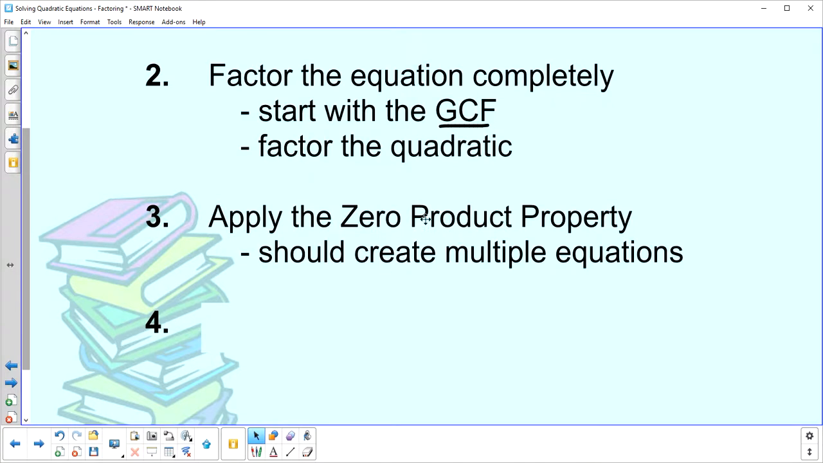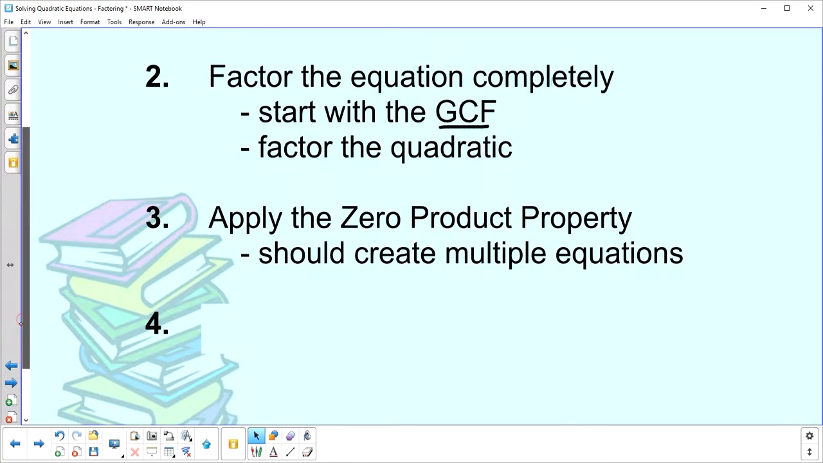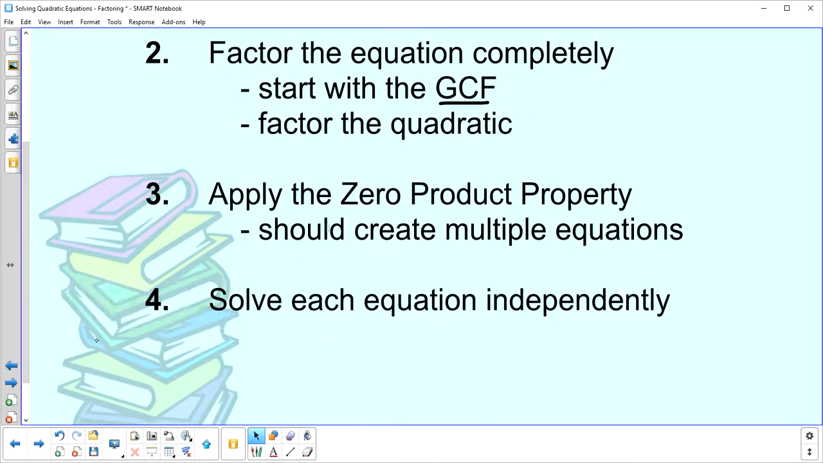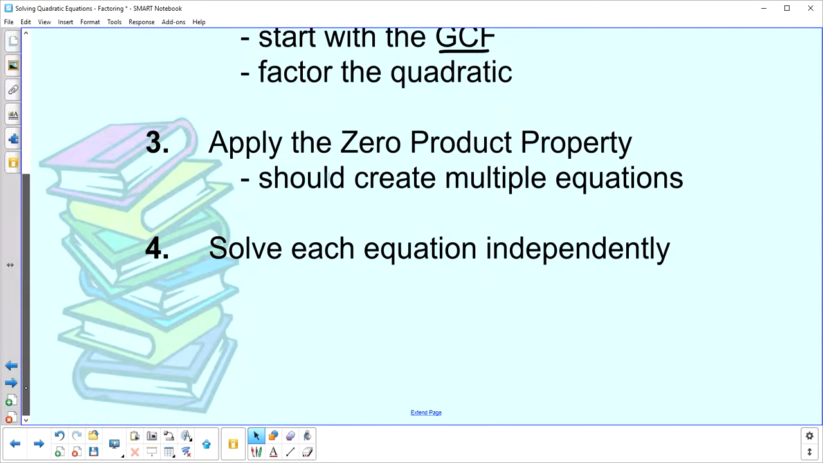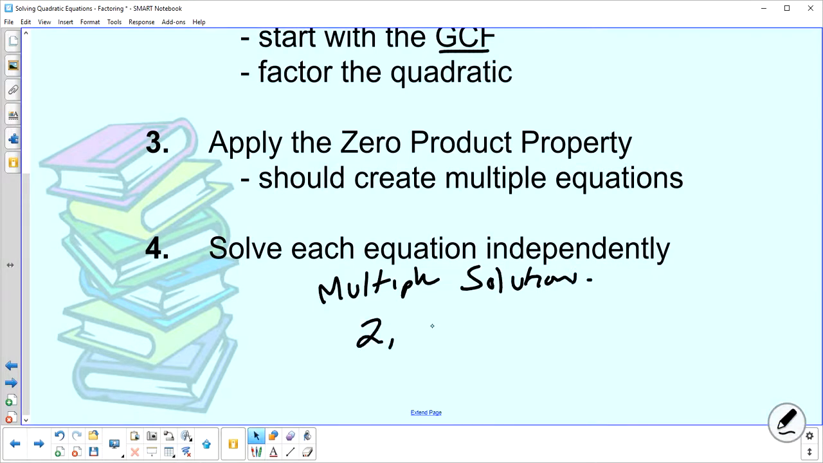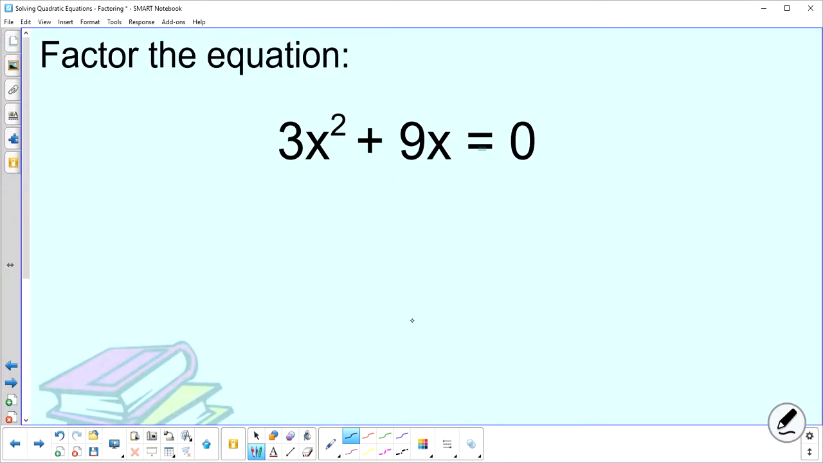Okay, essentially what we're going to do with the zero product property is set each factor equal to 0. So after we've factored, we set each one equal to 0, and because we have multiple equations, we're going to solve each equation independently, which means we're going to have a possibility of multiple solutions. That means we could have 2 solutions, we could have 1 solution, or we could actually have 0 solutions, which we won't see many like that, but it is always a possibility.